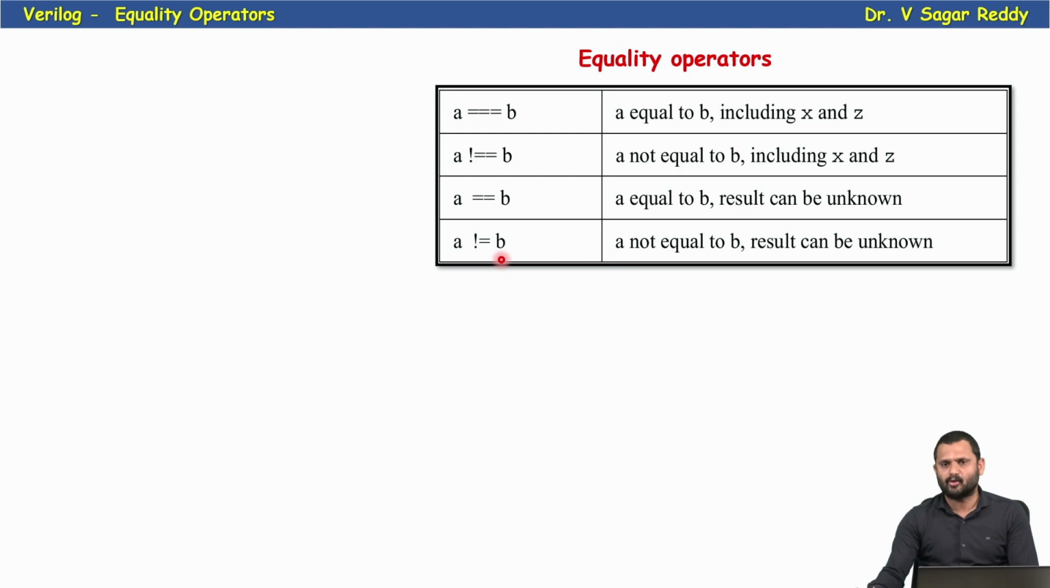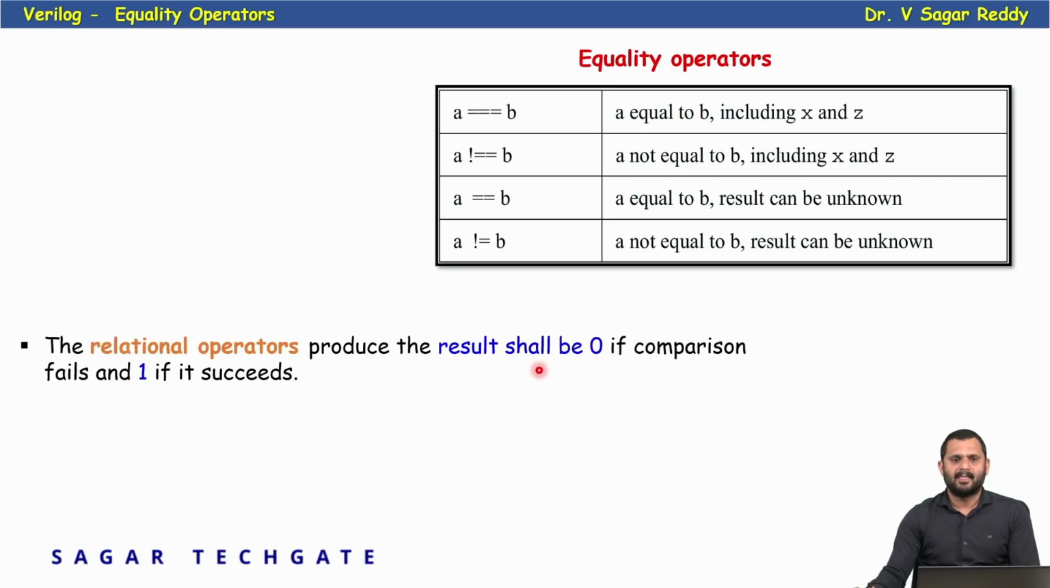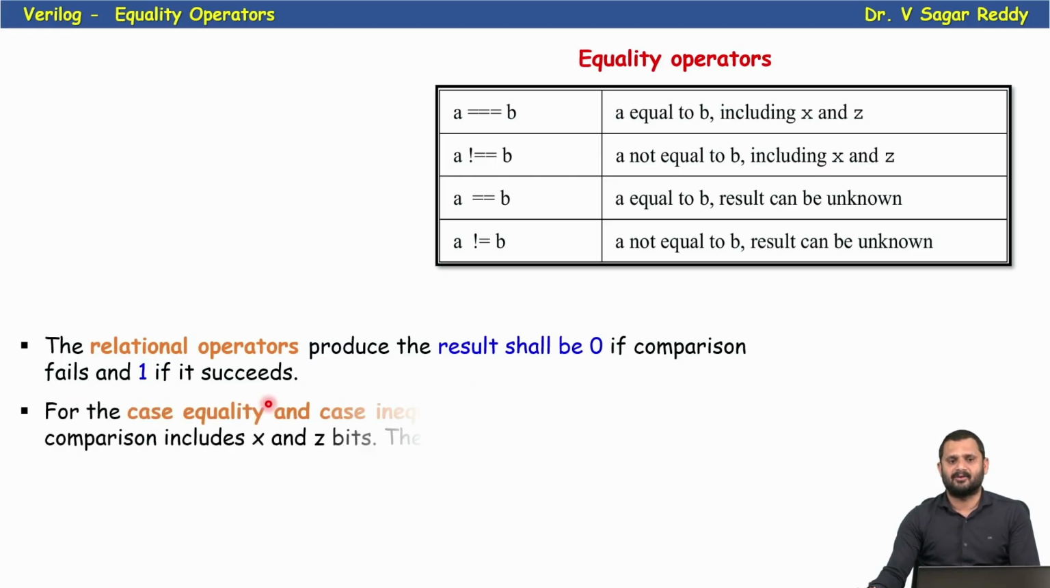Here we'll compare A not equal to B. A not equal to B, the result can be unknown. Maybe either 0, 1 or unknown. But in this case, the output is either 0 or 1. We'll see. So a relational operator produces the result 0 if the comparison fails or 1 if it succeeds. If the comparison fails, the output is 0. If it succeeds, the output is 1.